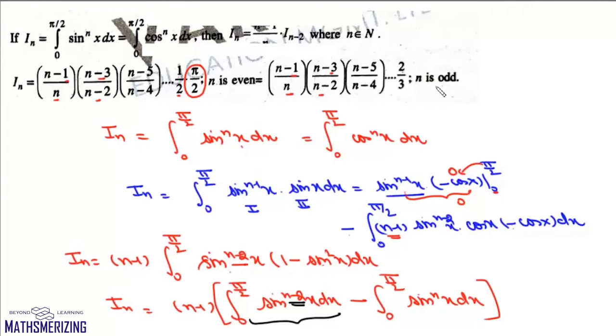Now say for example, suppose we have to evaluate this integral from 0 to pi by 2 of sine to the power 4 x dx. Now here the value of n is 4, so it will be 4, 3, 2, 1, and then I 0, and I 0 is pi by 2. So this value will be 3 pi by 16. So the value of this integral from 0 to pi by 2 of sine to the power 4 x dx is 3 pi by 16.